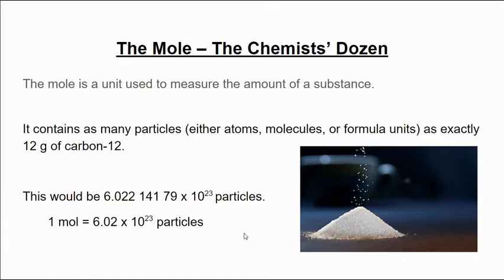If I had a mole of copper, I'd have 6.02 times 10 to the 23 atoms of copper. If I had a mole of sucrose, I would have 6.02 times 10 to the 23 molecules of sucrose. If I had a mole of sodium chloride, table salt, that's 6.02 times 10 to the 23 formula units. Formula units are what we use to describe ionic compounds. We're not going to call it a molecule of salt because sodium chloride isn't actually a molecule, but a formula unit is the type of particle that we measure ionic compounds in.